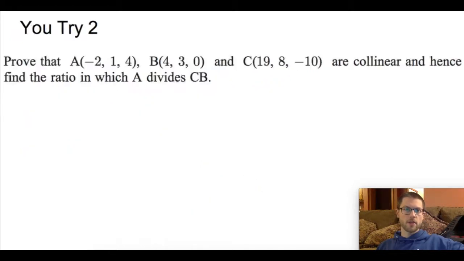I've got another example that's just like that, where I've got these three points. Prove that they're collinear, and then find the ratio in which A divides CB. Pause this problem, see if you can give this one a shot, and we'll see how you did.